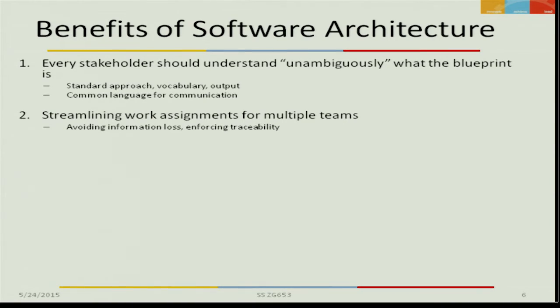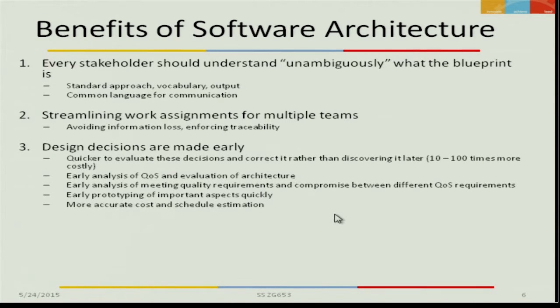So architecture actually helps in streamlining things. It can avoid information loss, it can avoid ambiguity, and it can enforce traceability: what are the requirements that were considered, what are not considered, and if they're considered, where they have been considered.